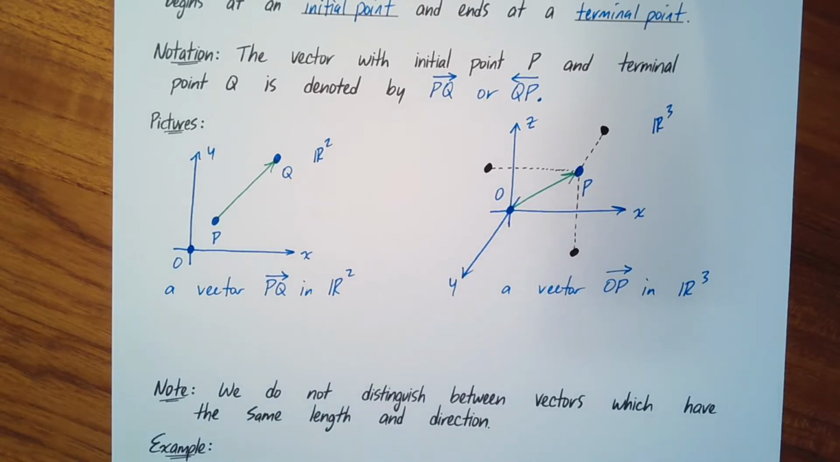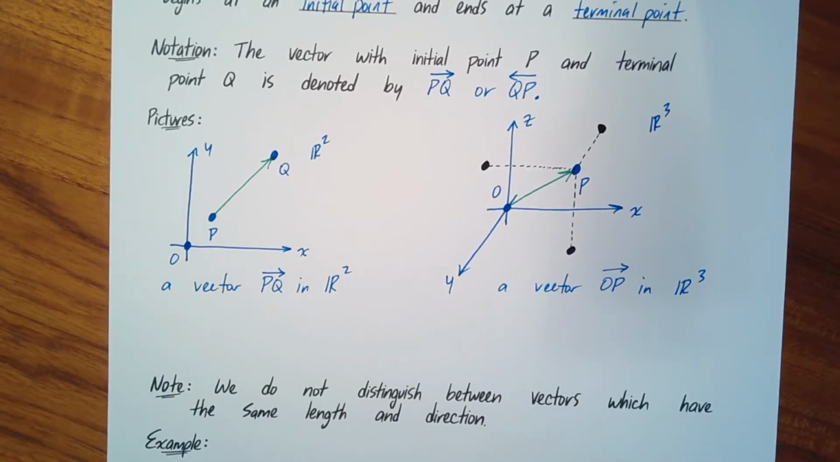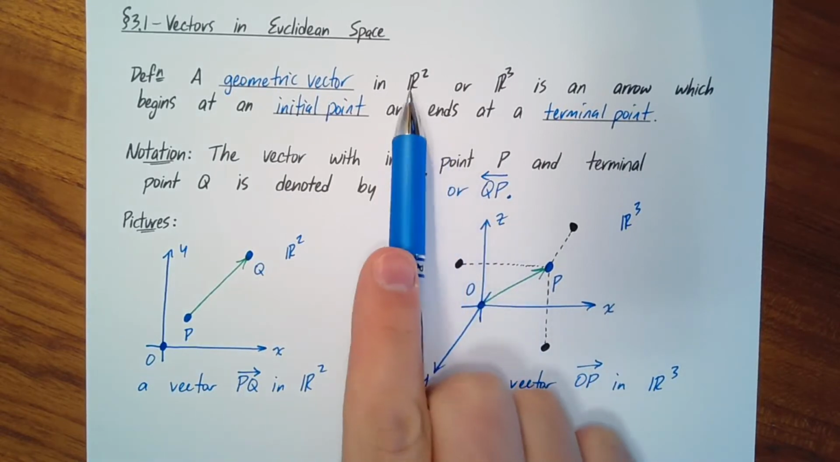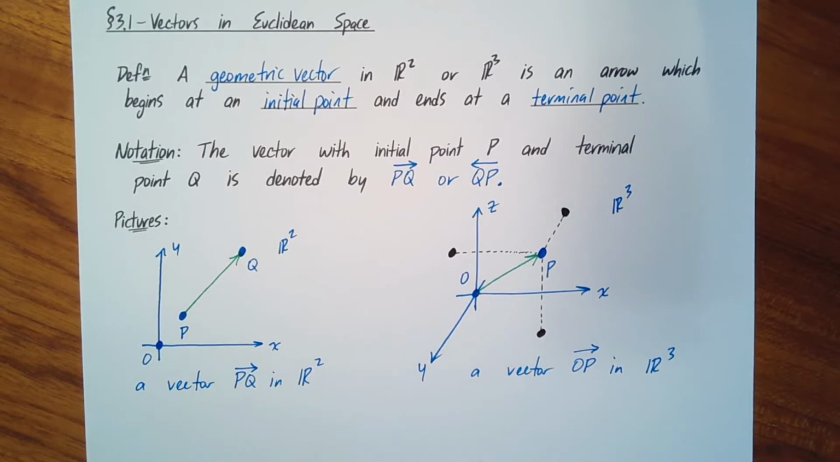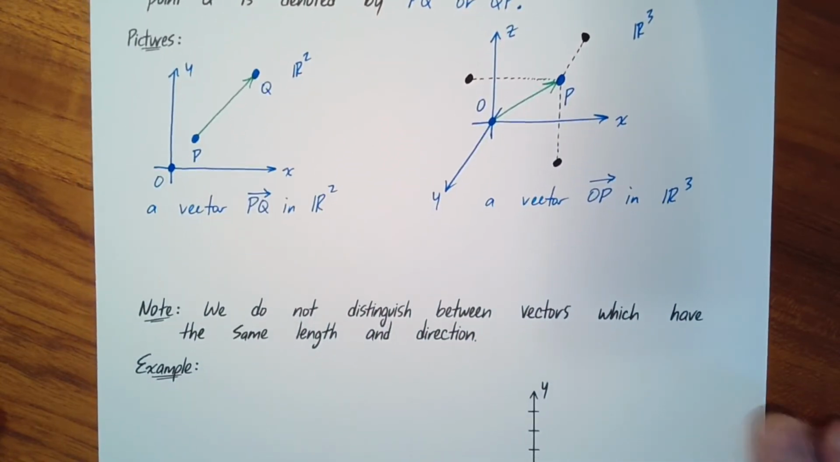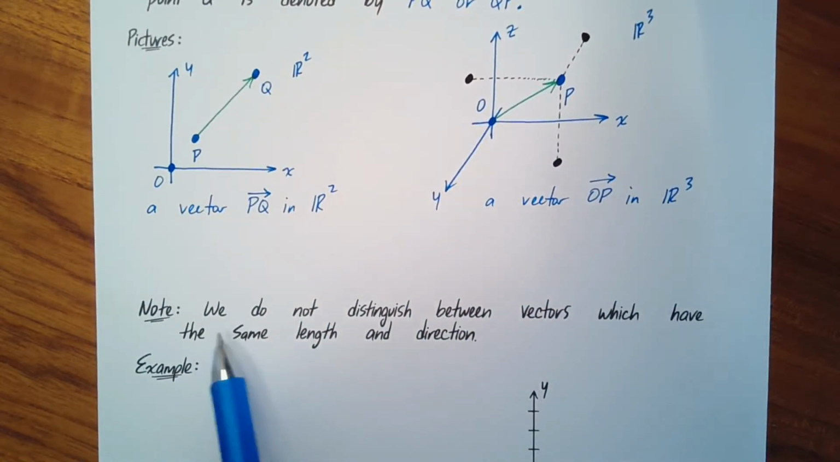Okay, so that's just an example of each and a picture of each. Geometric vectors can only take place in 2-dimensional space or 3-dimensional space. They're spatial objects. And I want to add afterwards, let's read this note. We do not distinguish between vectors which have the same length and direction. If any of you have taken a course in physics, maybe in grade 10, 11, or 12, and if you haven't, don't worry about it, I'm still going to go through this from scratch, but if you have, it will help to think back to that as a comparison.